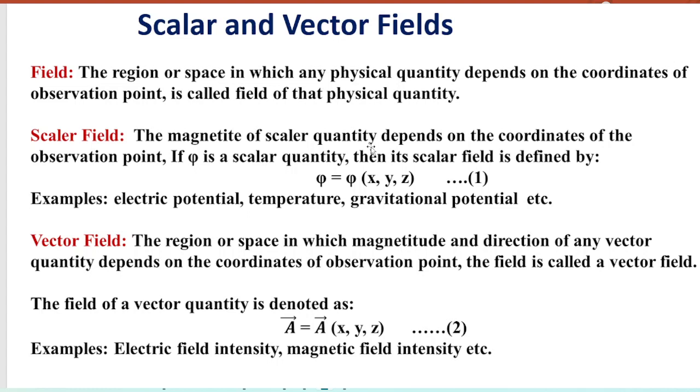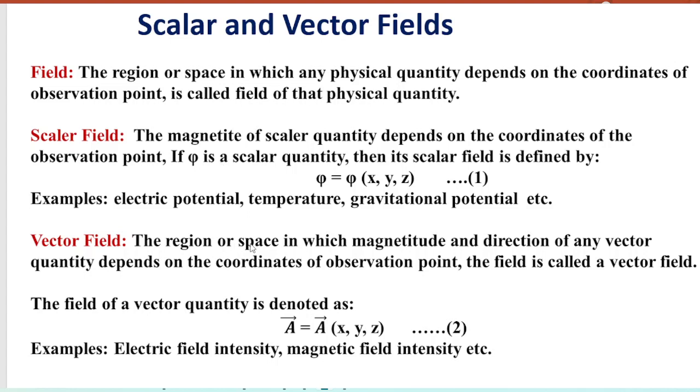So in a scalar field, the magnitude of the scalar quantity depends on the coordinates of the observation point, like phi equal to phi of x, y, z. But direction is not important in scalar fields, like temperature, gravitational potential, electric potential. These are examples of scalar fields.